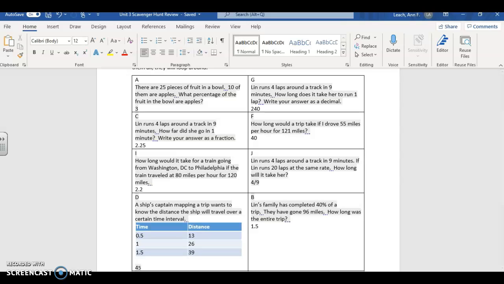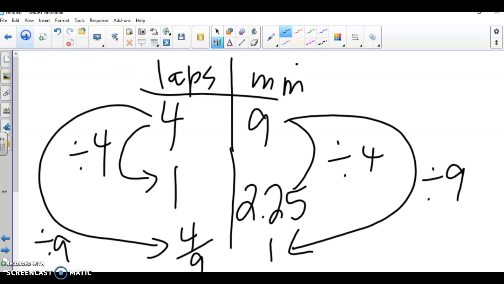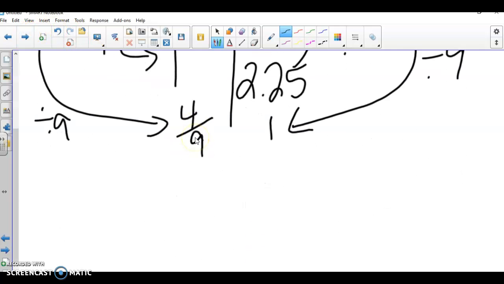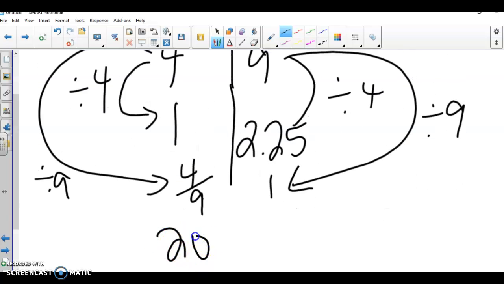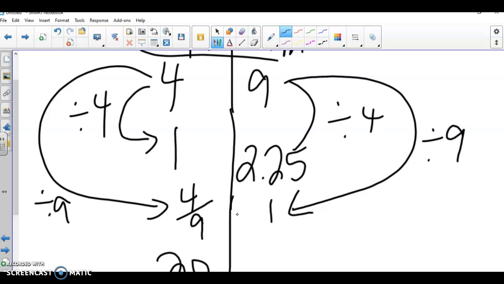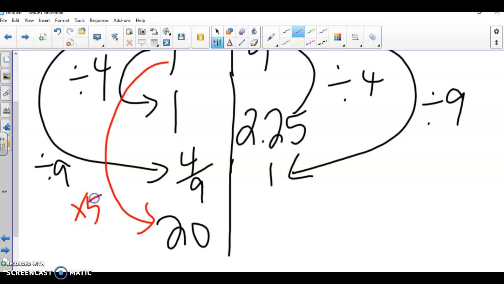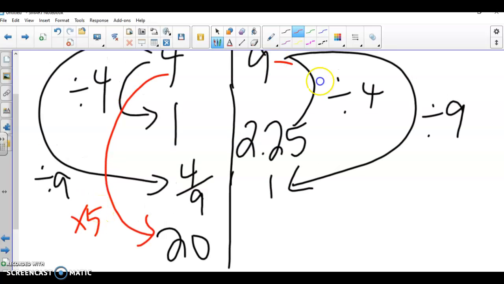And J. Lynn runs 4 laps around the track in 9 minutes. If Lynn runs 20 laps at the same rate, how long will it take her? So now she's going to run for 20 laps. 20 laps at the same rate. Let's go back to our table. Which one was laps? Laps is the first one. So we went 20 over here. Well, if I look right at the top, I've got a 4. 4 will get me to 20. 4 times 5 is 20. And 9 is over here. 9 times 5 is 45.